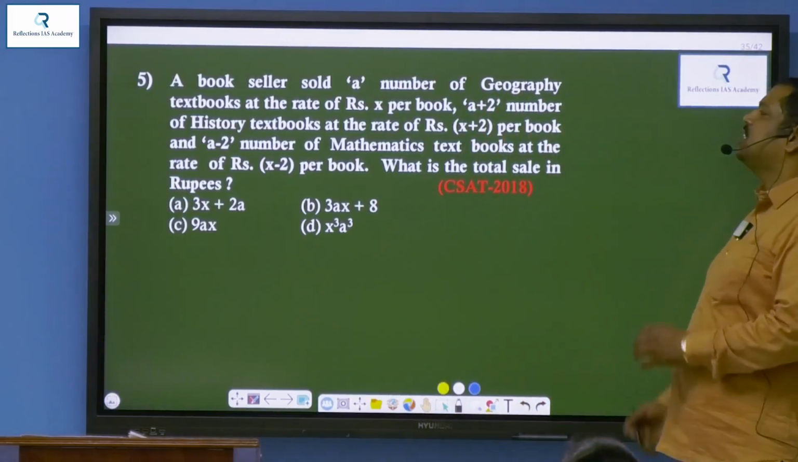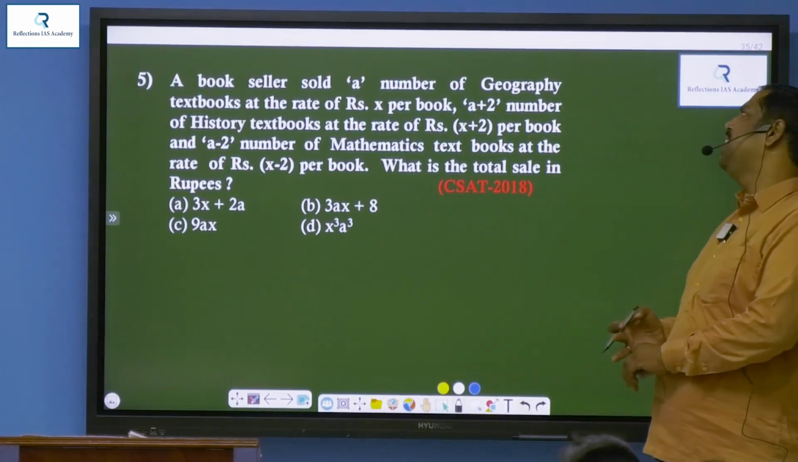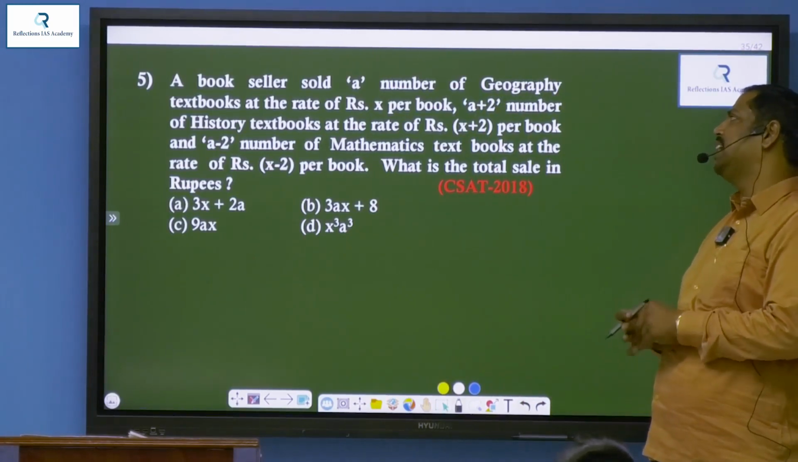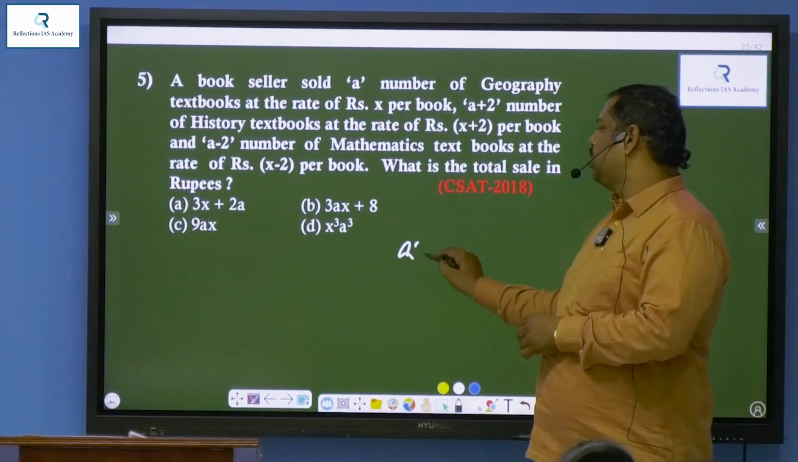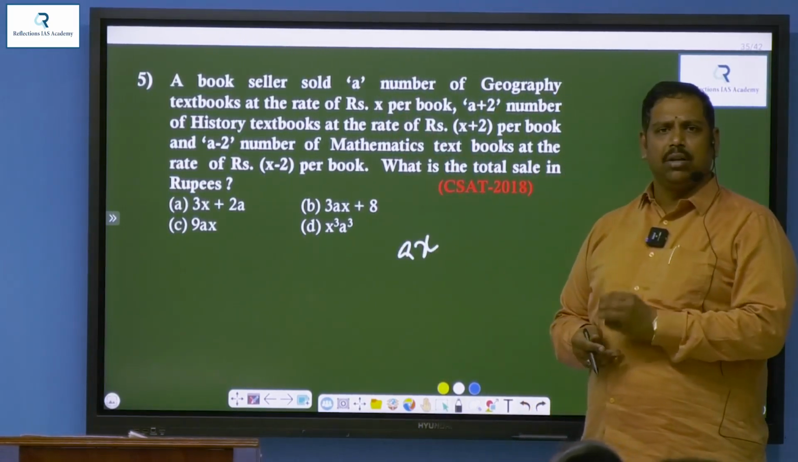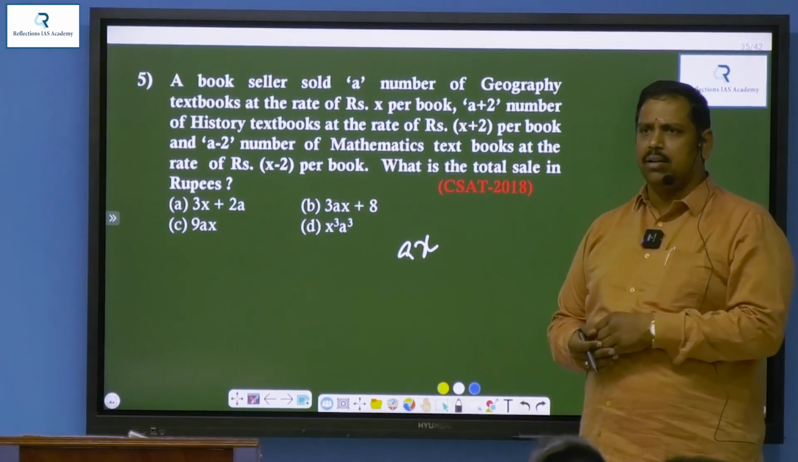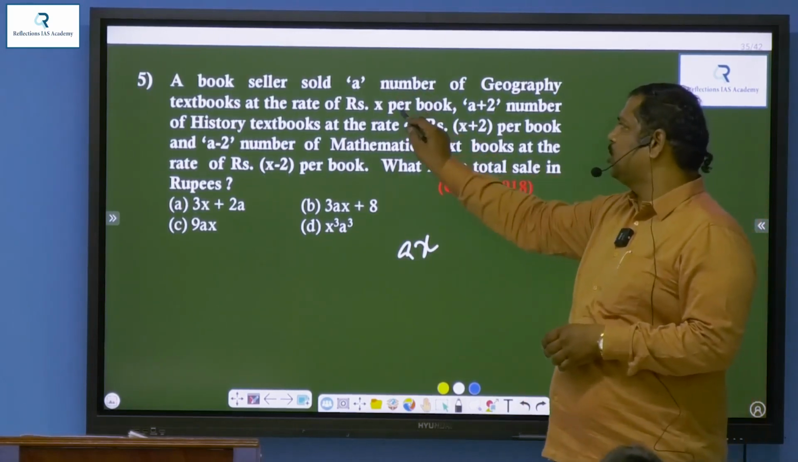Okay. A textbook seller sold A number of geography textbooks at the rate of X per book. A number of books, X per book. Means can I say the total revenue he will get is A into X. 5 books, 10 rupees means 50 rupees, right? Simply multiply. Okay, A books, X rupees means A into X.